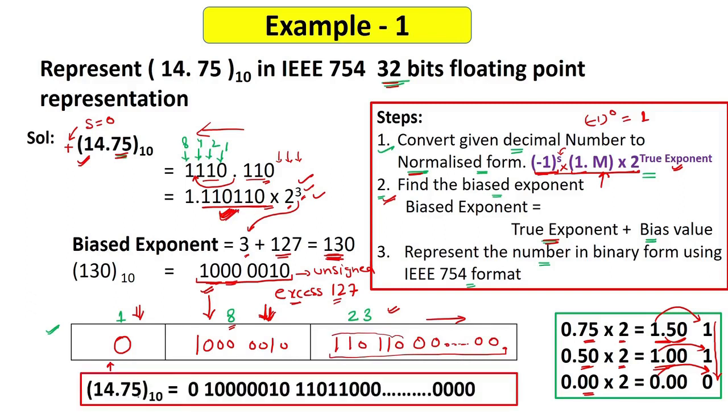So basically my 14.75 field will look like this. This is 0. These are the exponent bits, and this is the mantissa. So this binary pattern will be stored inside the computer if I am using this 14.75, let's say, in my programming. So the compiler will treat this 14.75 as this number. Okay, so this is the way I can represent a given decimal number in the binary floating point IEEE 754 representation. So now let's take another example.